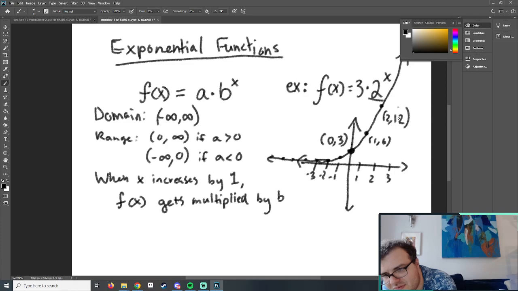Likewise, as I move from right to left, I'm dividing by 2 for my y value every step of the way, right? And so this is half of what it was before, this is half of the one before that, and so on. So that's the general idea of how this is going to work. There are some, obviously, ways that your function could look a little different.